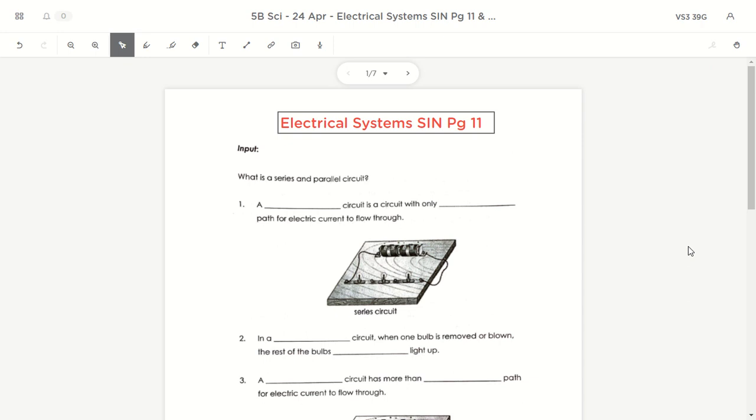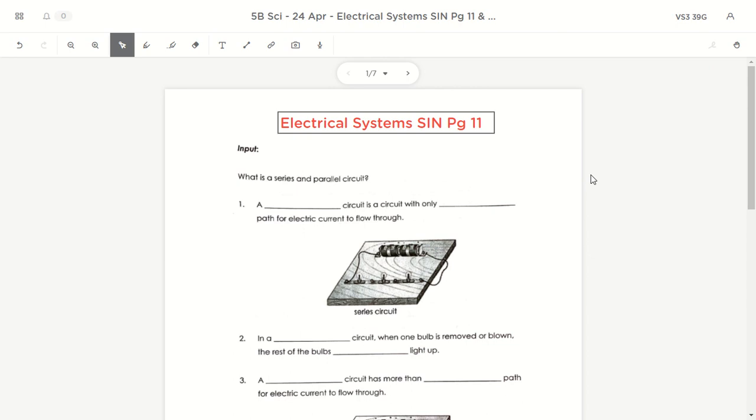Okay, so for today, we will start on the next SIN, which is using electricity, where we will learn more about bulbs and batteries connected in both series and parallel arrangement. And then after that, we will also continue on with our topical worksheet on electrical systems. Try to finish it before the end of HBR, right?